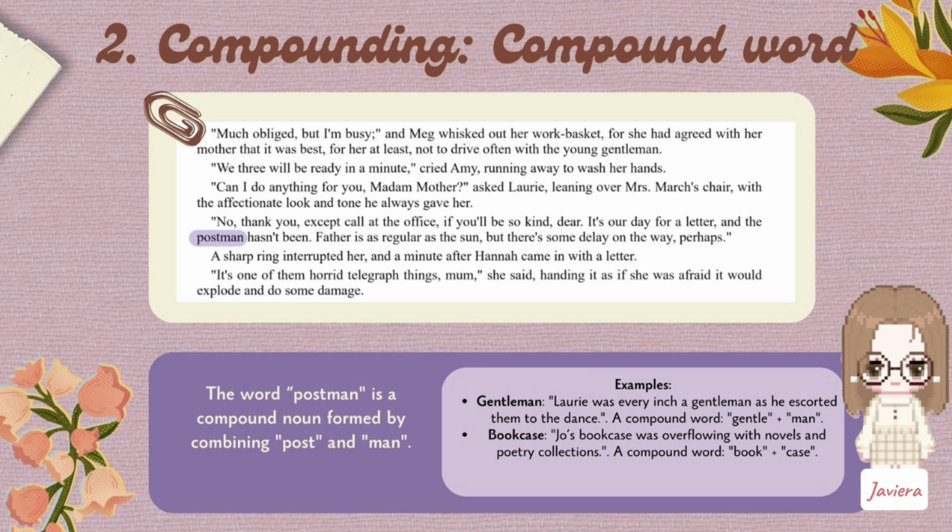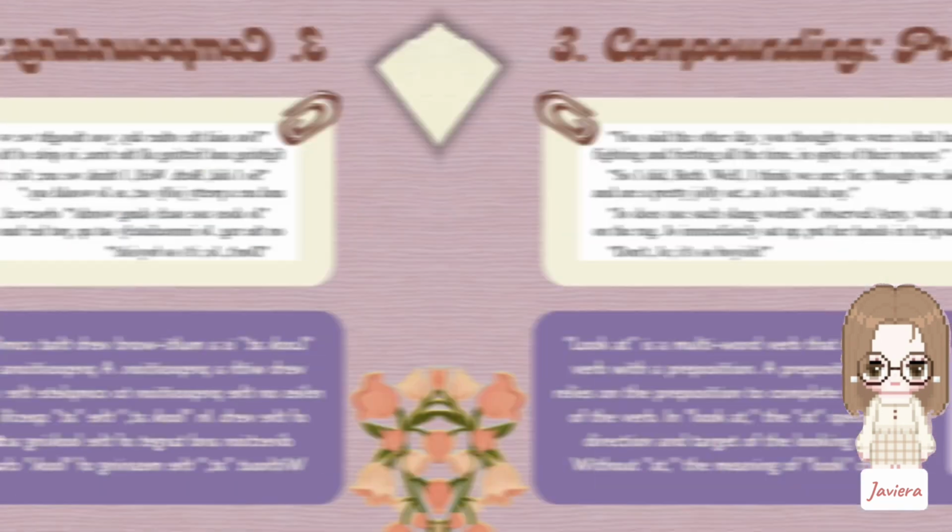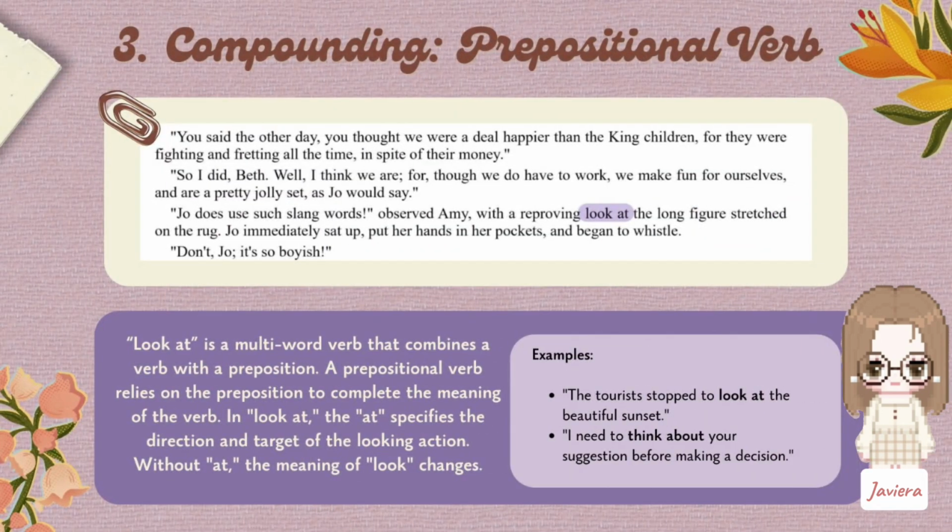The second process is compounding, specifically a compound word. This happens when two or more independent words are put together to form a new word. The word postman is a compound noun formed by combining post and man. Other examples are gentleman, with the word gentle plus man, and bookcase, a compound word made up of the words book and case.